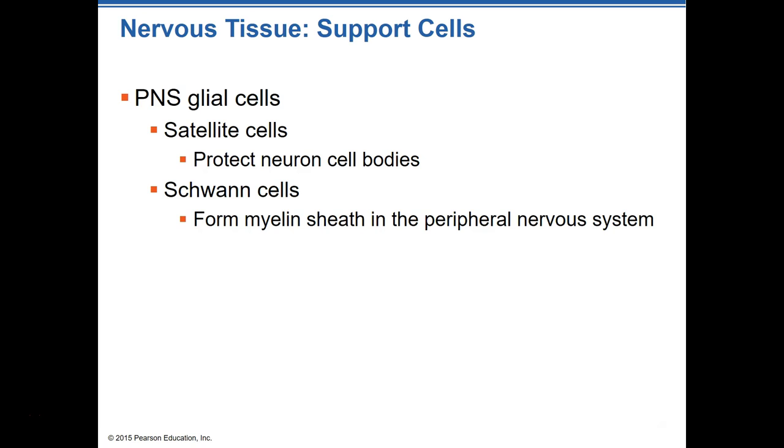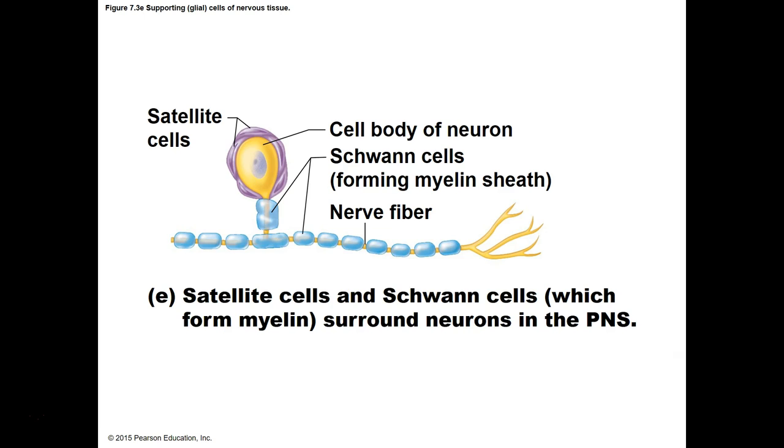We have satellite cells and Schwann cells. Satellite cells actually protect neuron bodies. They surround and protect the bodies of a neuron. Schwann cells form myelin sheaths in the peripheral nervous system. So we're going to see satellite cells predominantly, not always, but predominantly in the central nervous system, and Schwann cells in the peripheral nervous system. The Schwann cells are what put a myelin sheath around nerves in the peripheral nervous system, and we'll take a look at those right here.